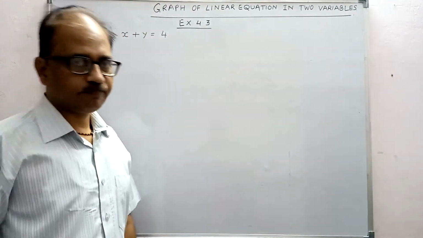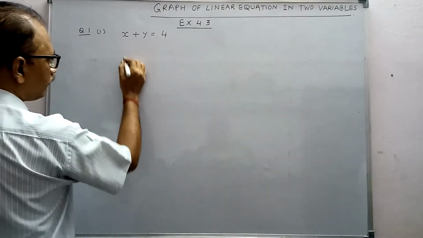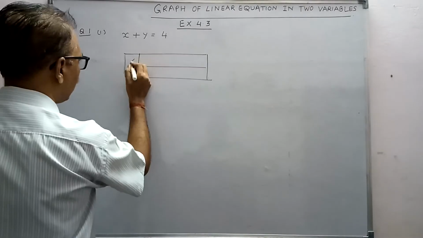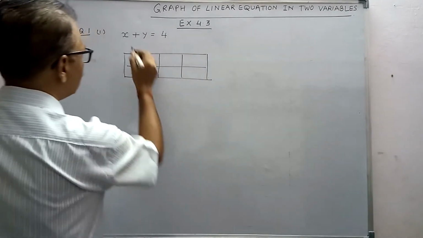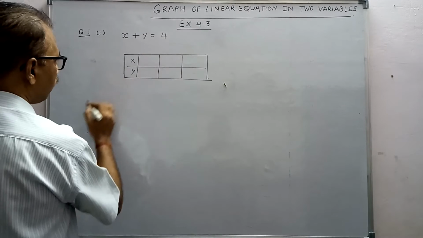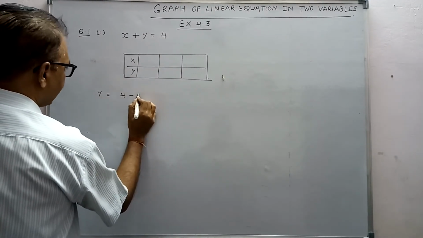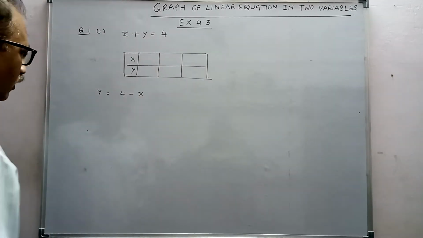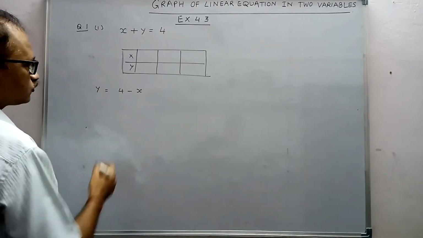Now, as we have done previously, we know x plus y is equal to 4. First of all, we will draw a box here, and then we will indicate x and y. Then we will be taking at least 3 points. Now x plus y is equal to 4, so y is equal to 4 minus x, transposing x to that side. Now we can take different values for x and we will obtain different values for y.